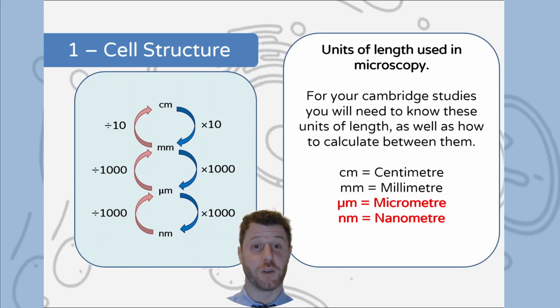Last but not least, we have a unit which is even smaller beyond that. We have a nanometer. A nanometer is 1,000 times smaller than a micrometer, which means it's 1,000,000 times smaller than a millimeter and 10 million times smaller than a centimeter. I've given you a nice diagram up here on the left, which you can use and should make a note of to move between the different units. Have a practice if you haven't seen this before.